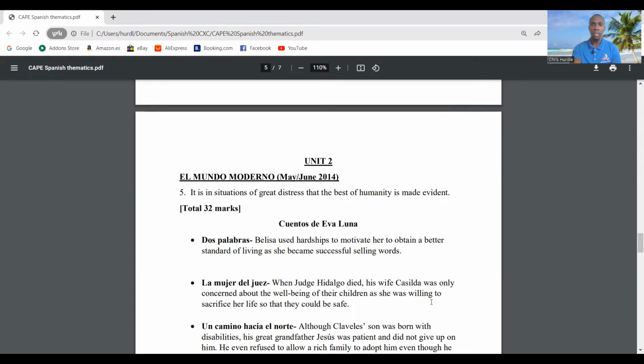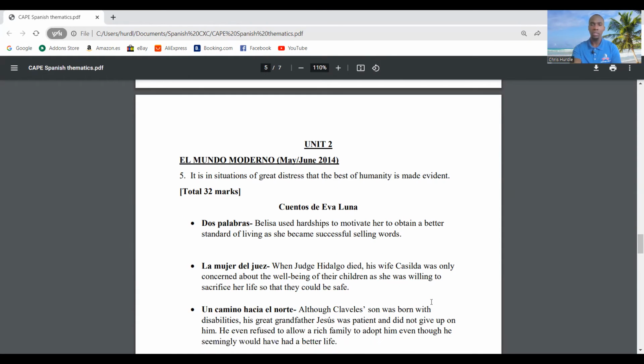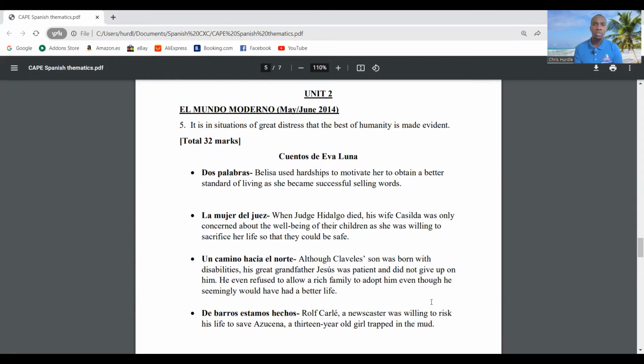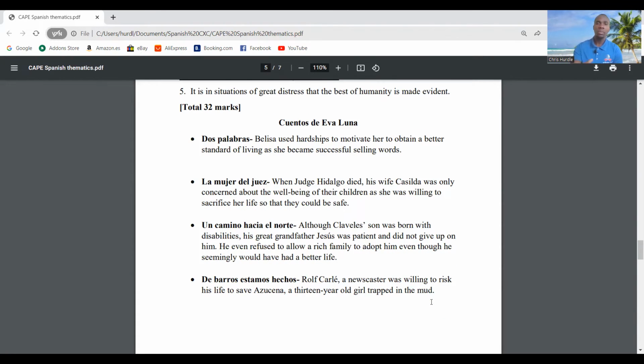El Mundo Moderno, May-June 2014. It is in situations of great distress that the best of humanity is made evident. So we need examples to demonstrate that. So we're going to use the story Cuentos de Eva Luna, or the stories rather. So the first example is going to be Dos Palabras. Belisa used hardships to motivate her to obtain a better standard of living as she became successful selling words.